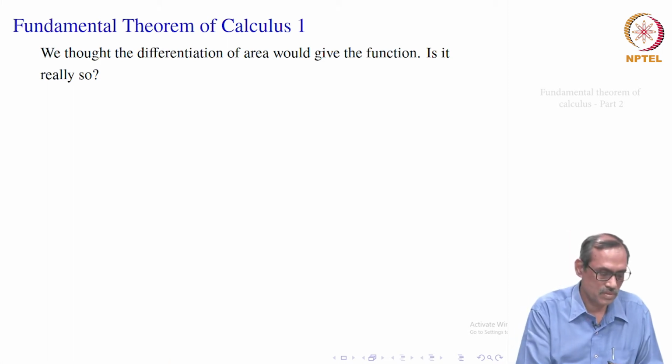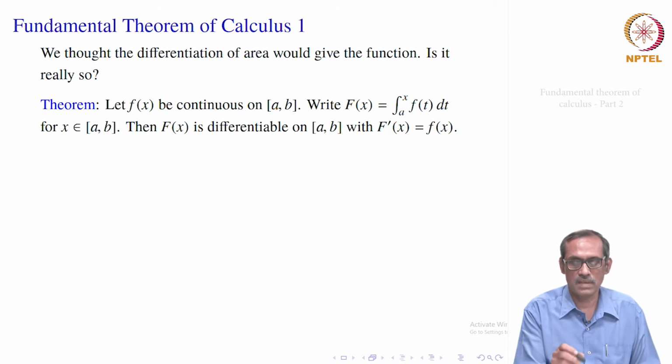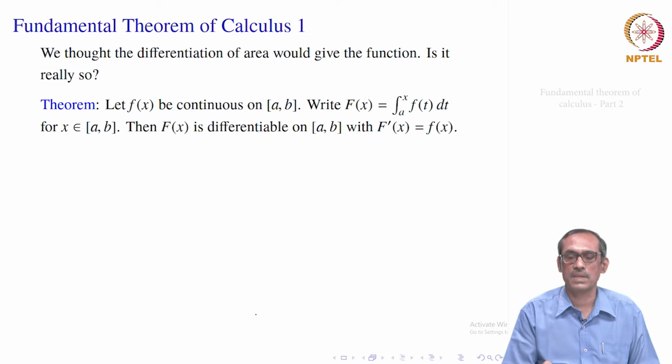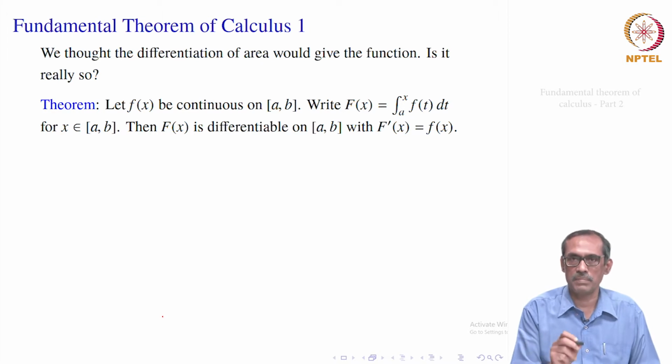So, that means we need to prove some result like this. If f of x is a continuous function on the closed interval a to b, then you write capital F of x equal to integral a to x f of t dt for any x inside this interval a to b. Then capital F of x is differentiable on the closed interval a b, and capital F prime will be equal to small f. That is what is required here.